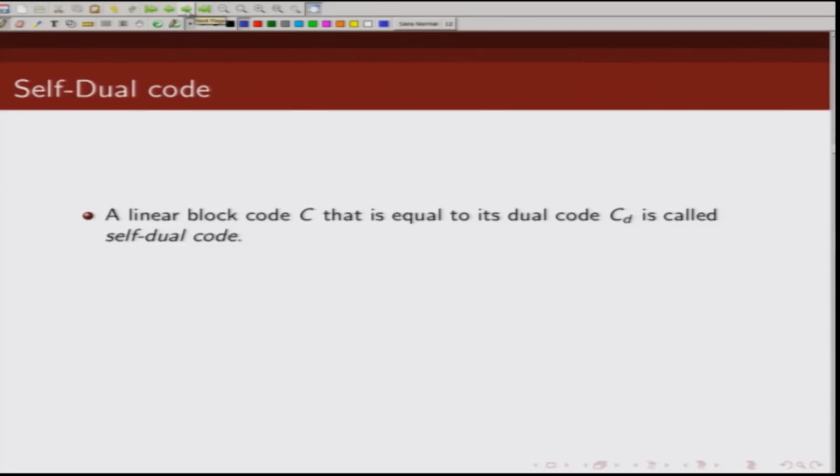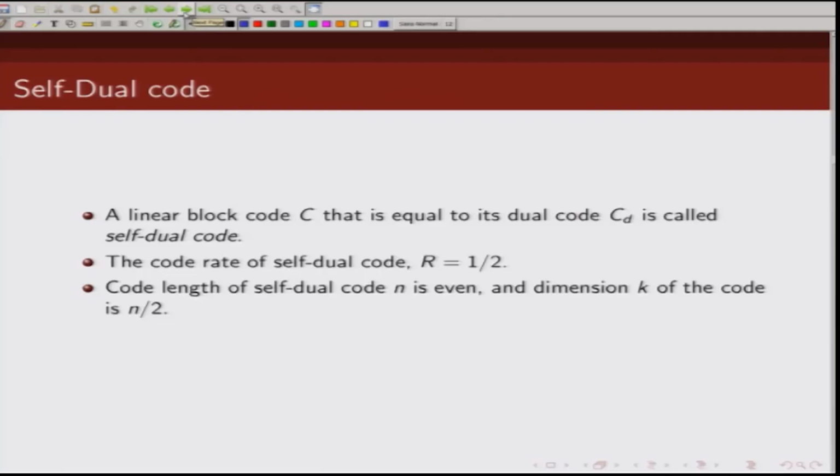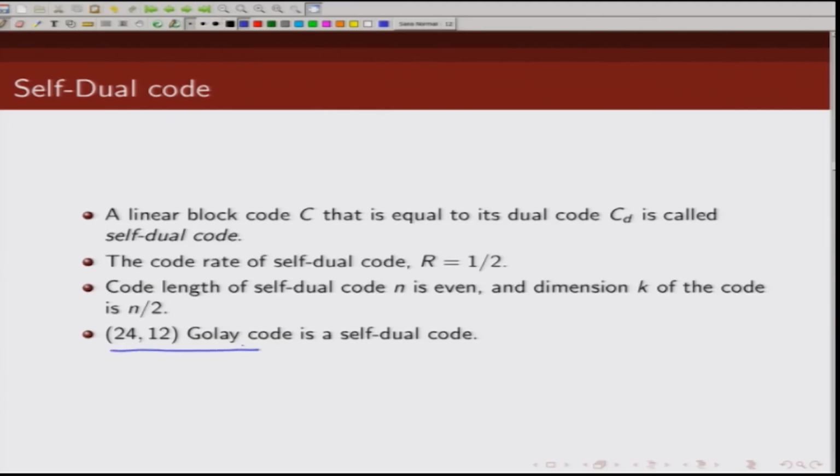Okay. Now, what is a self dual code? If a linear block code is equal to its dual code, then it is called a self dual code. So, as you can make out, the rate for a self dual code should be half, because k should be n by 2. So, n is always even for a self dual code, and the dimension of the code is always n by 2. An example of a self dual code is the 24, 12 Golay code.